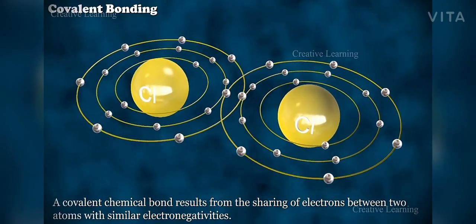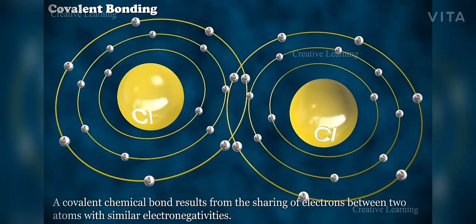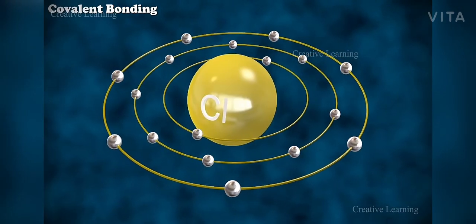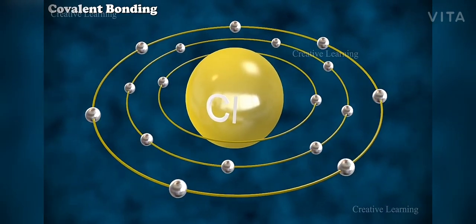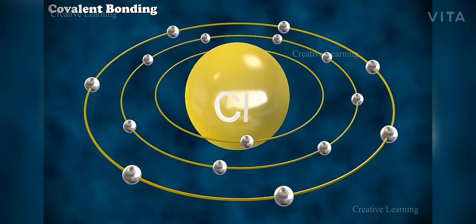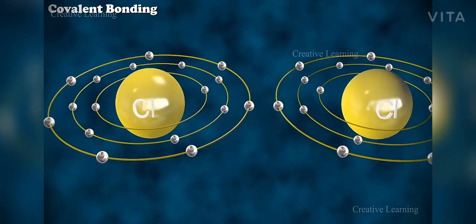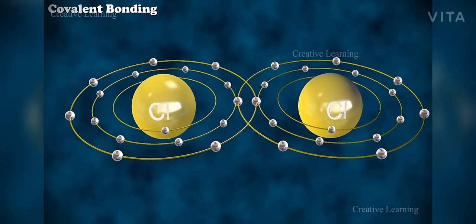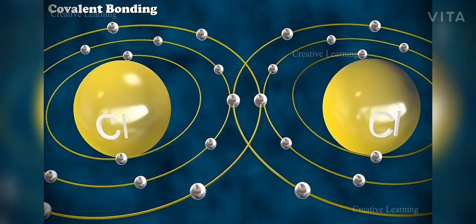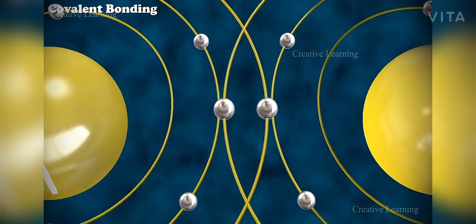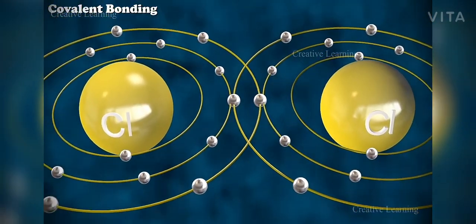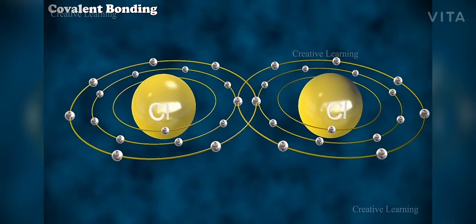Covalent bonding. A covalent chemical bond results from the sharing of electrons between two atoms with similar electronegativities. The electronic configuration of chlorine atom is one electron short of the argon configuration. The formation of the chlorine molecule can be understood in terms of the sharing of a pair of electrons between the two chlorine atoms, each chlorine atom contributing one electron to the shared pair. In the process, both chlorine atoms attain the outer shell octet of the nearest noble gas, that is argon.